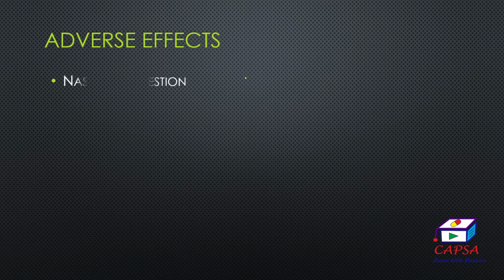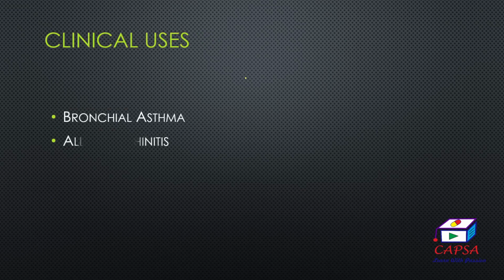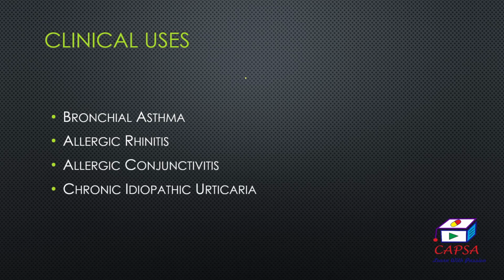Now, what are the adverse effects? They are nasal congestion, headache, unpleasant taste, ocular itching, skin rashes, cough, etc. What are the clinical uses? They are bronchial asthma, allergic rhinitis, allergic conjunctivitis, and chronic idiopathic urticaria. Chronic idiopathic urticaria is treated by ketotifen because it has an antipruritic property.